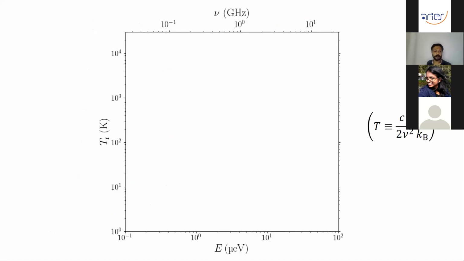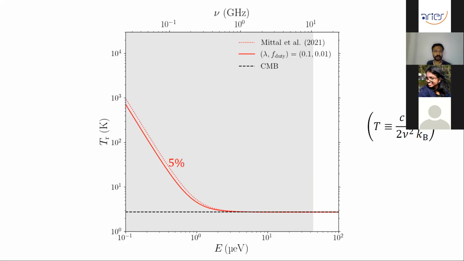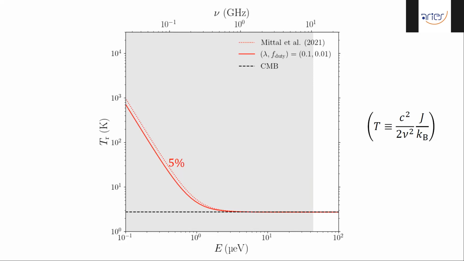So we'll now see the results. On the y-axis, I have the temperature. This time I'm showing it directly in terms of temperature. On the x-axis, we have the energy, again in micro electron volts. For the first result, I have shown the 5% limit of the excess radio background. Why 5%? I'll just remind you that it is about 5% of this excess radio background that explains the 21 centimeter signal observed by the EDGES collaboration.